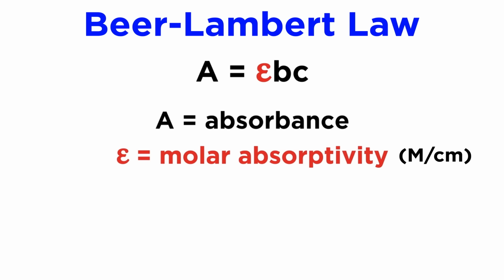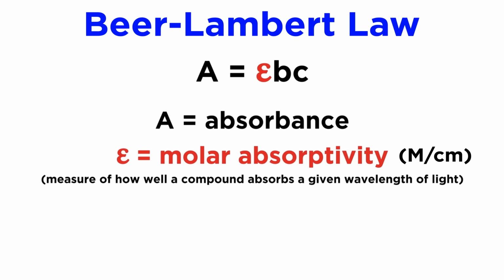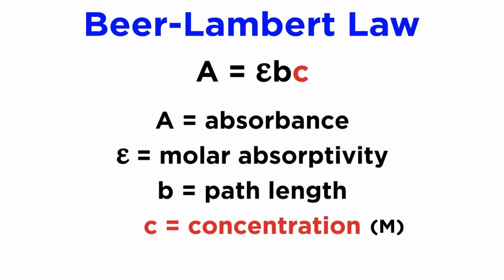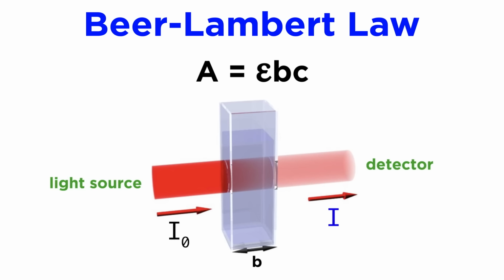This epsilon stands for molar absorptivity, measured in molar per centimeter, so it describes how intensely a sample absorbs light of a specific wavelength. B is the path length, or the distance light is traveling through the sample, and C is the concentration of the solution. This relationship can be used to study rates of reaction, which we will get to in another unit.